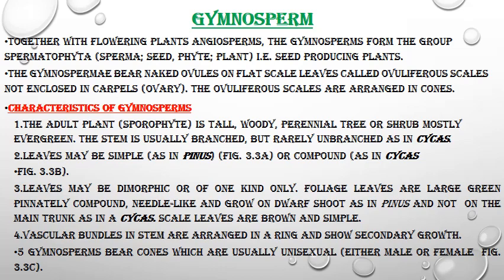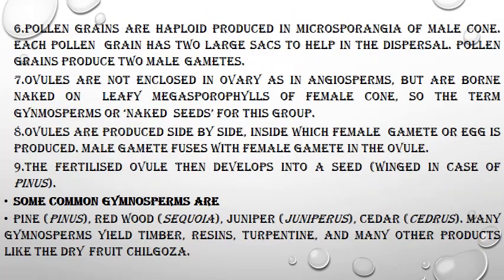Next, vascular bundles in the stem are arranged in a ring and show secondary growth. Gymnosperms bear cones which are usually unisexual, either male or female. You can see in the next figure. Pollen grains are haploid, produced in microsporangia of the male cone. Each pollen grain has two large sacs to help in dispersal. Pollen grains produce two male gametes.